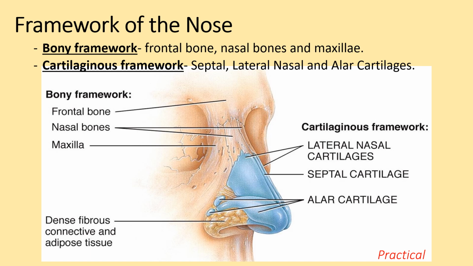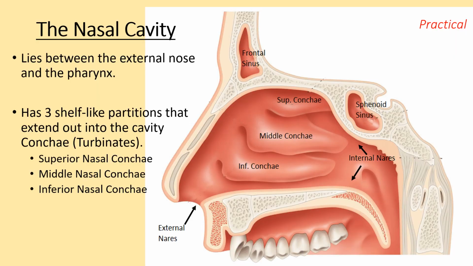Now, our framework to the nose. I've got a bony framework and a cartilaginous framework that both play a component into it. So with my bony framework, what I want to know, it's the frontal bone, the nasal bones, and the maxilla. With my cartilaginous framework, I want to be able to recognize the septal cartilage, the lateral nasal, and the alar cartilages. So we see this is going to be on the practical exam, or a picture very similar to this will be on the practical exam. So let's know what bones we're talking about and what cartilages we're talking about when it comes to the nose.